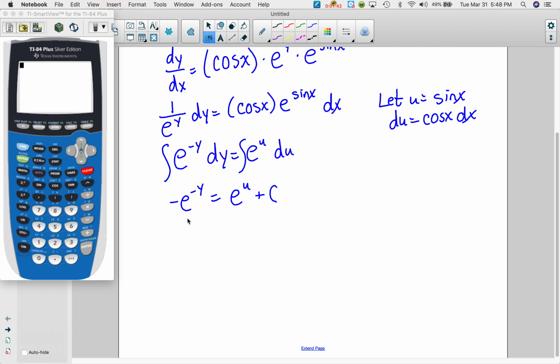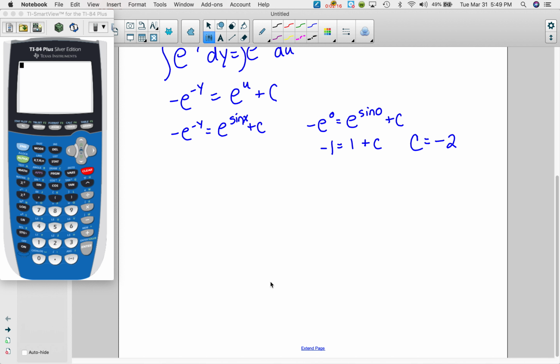Okay, so now we have to put back. So we have negative e to the negative y equals e to the sine x plus a constant. And then my values were 0 and 0, so now I'm going to plug in the 0 and 0. So negative e to the 0 equals e to the sine 0 plus a constant. E to the 0 is 1, so we get negative 1, and sine 0 is 0, so e to the 0 is 1. So that tells me that the constant when you subtract 1 is negative 2.